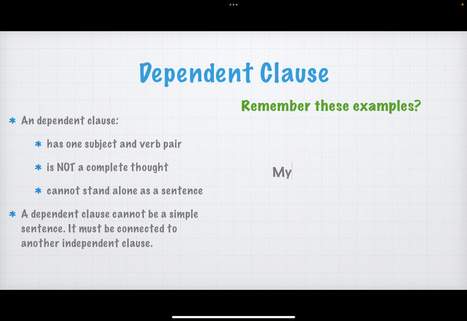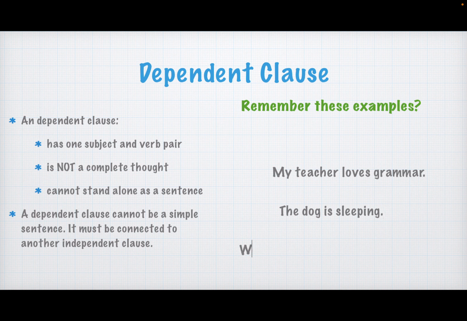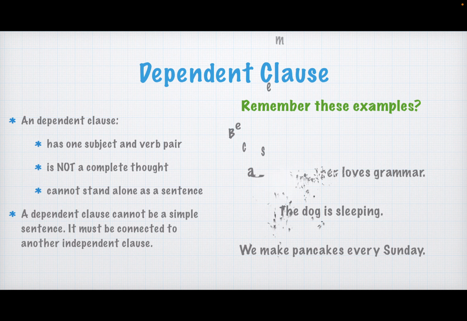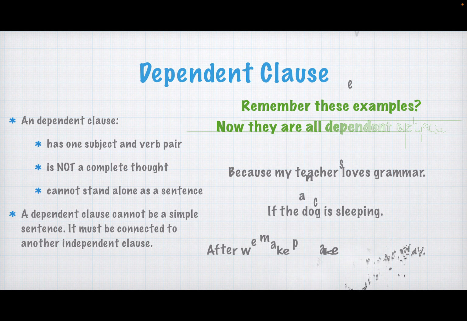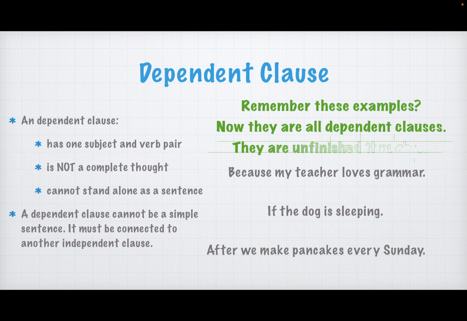Remember these examples. My teacher loves grammar. The dog is sleeping. We make pancakes every Sunday. Well, if I add a subordinating conjunction, or also sometimes known as an adverb clause marker, they become dependent clauses. Because my teacher loves grammar, what happens? If the dog is sleeping, yes, what happens if it's sleeping? After we make pancakes every Sunday, what do? What happens? They're all dependent clauses now, and they're all unfinished thoughts.